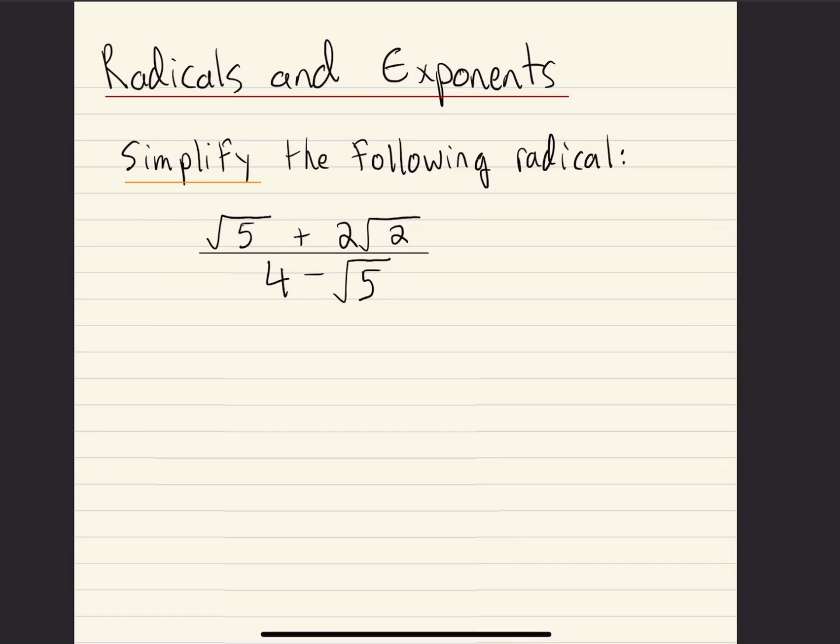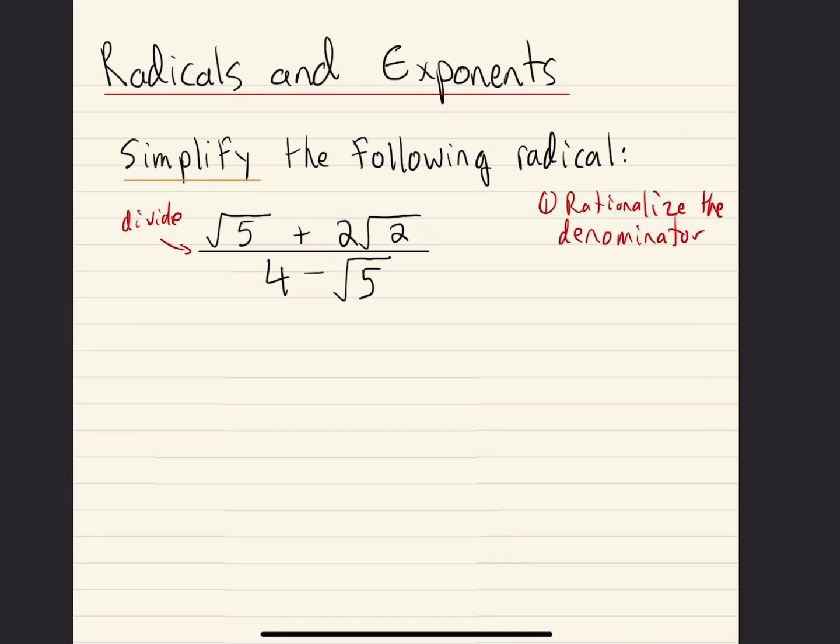Lastly, imagine we're being asked to simplify the following radical. And to do that, we're essentially asked to divide, right? That line over here means divide this radical expression. So whenever we have a radical as a denominator, the first thing we're going to do is simplify, or I should say rationalize, the denominator.